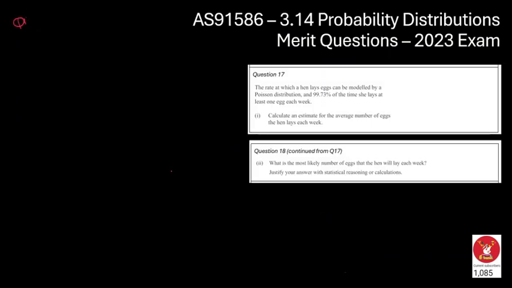Okay, we are now on to question number 17. We've got that the rate at which a hen lays eggs can be modeled by a Poisson distribution. So we know the distribution, which makes it a bit easier. And 99.3% of the time, she lays at least 1 egg a week. Calculate the average number of eggs that they lay.